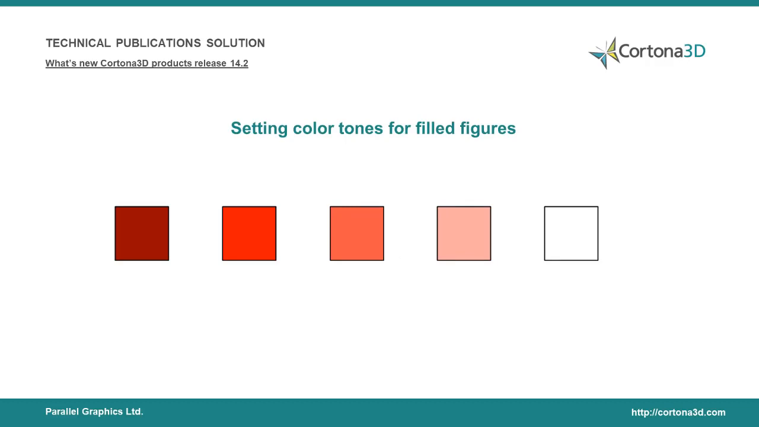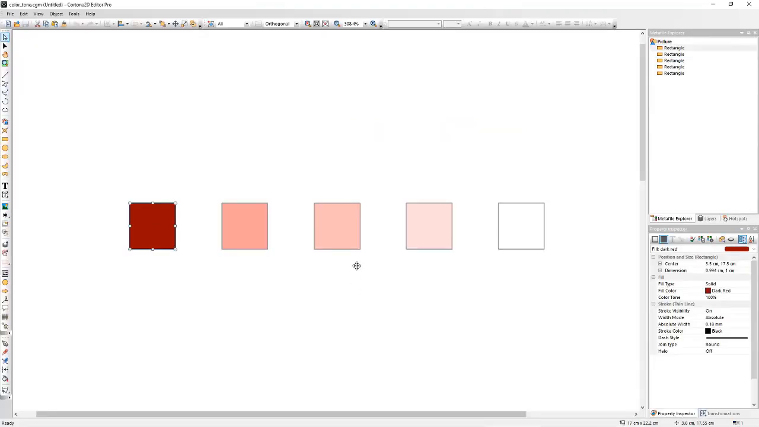A new property called color tone is available in the property inspector for solid filled figures. This can be used to create gradients and for certain printing requirements. In this example, the same color code is used, however, all five boxes use different color tone values ranging from 100% to 0, as seen in the property inspector window.